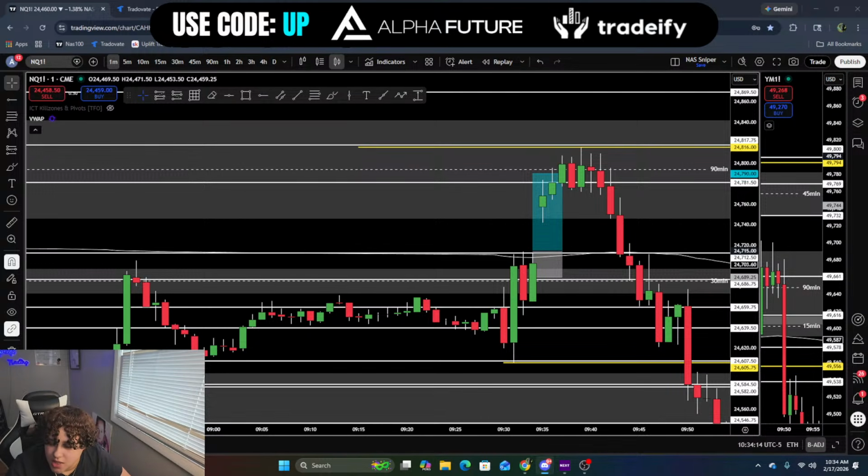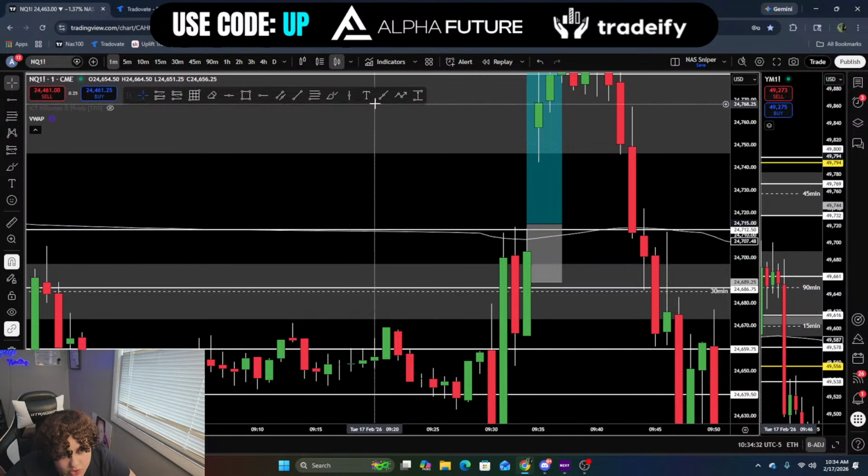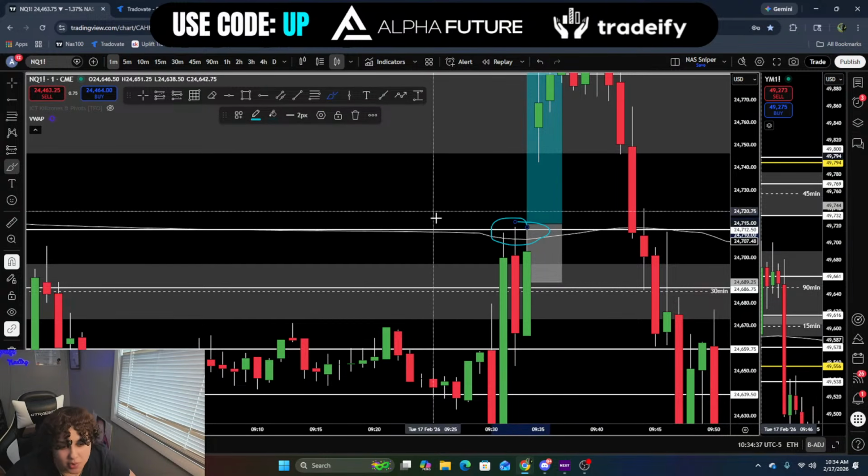Took longs on Nasdaq after it got above a white line. This is also a good example of how I use my white lines. I don't use them every time, but when I do use them, it's very helpful, right? Like right here, I saw it was rejecting the white line, so where was my entry going to be? Above the white line.